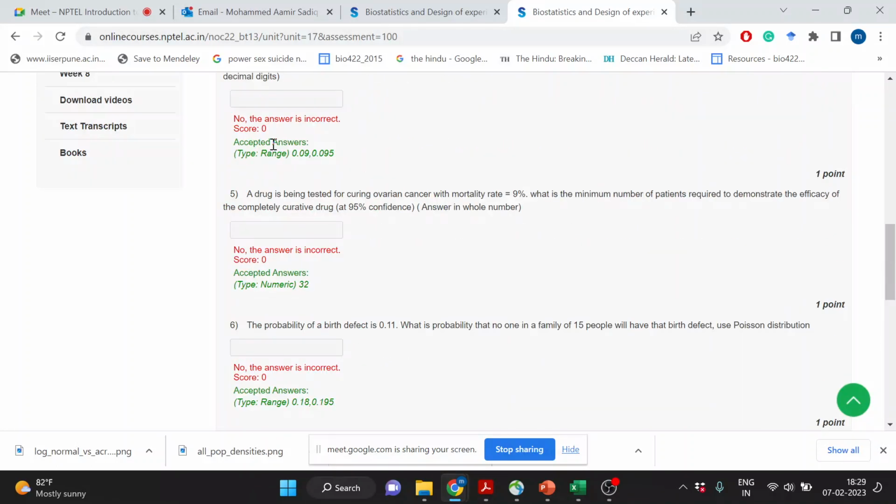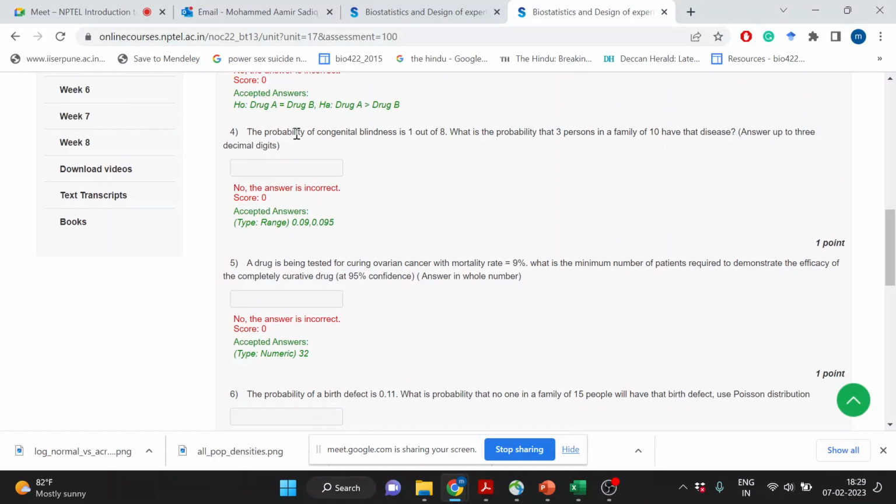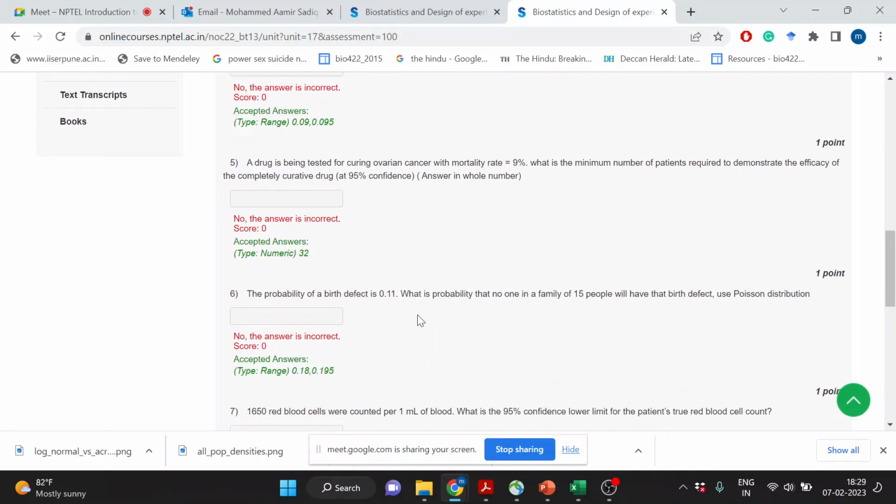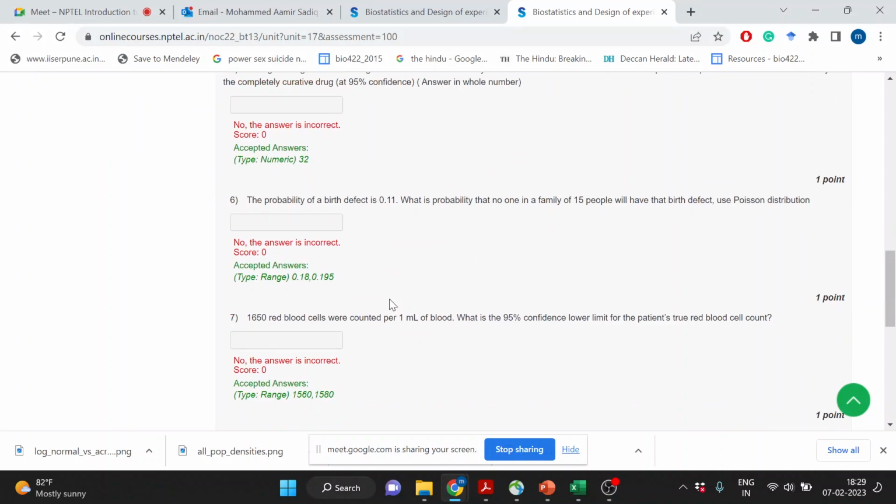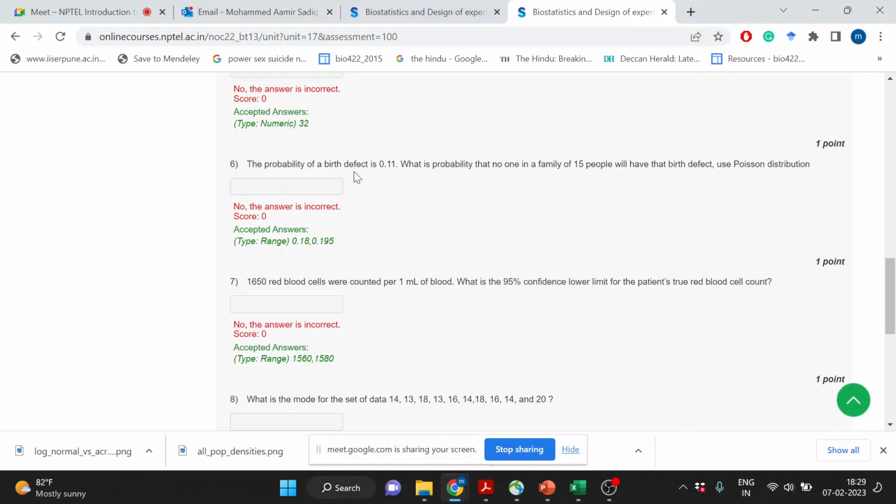So in all practical purposes, I think you need to use the binomial, like we did in the previous question. There it will just be n choose 0 into the probability of not having that defect, which is 0.91, raised to the power 15, into having that thing, that's 0.11, raised to the power 0.